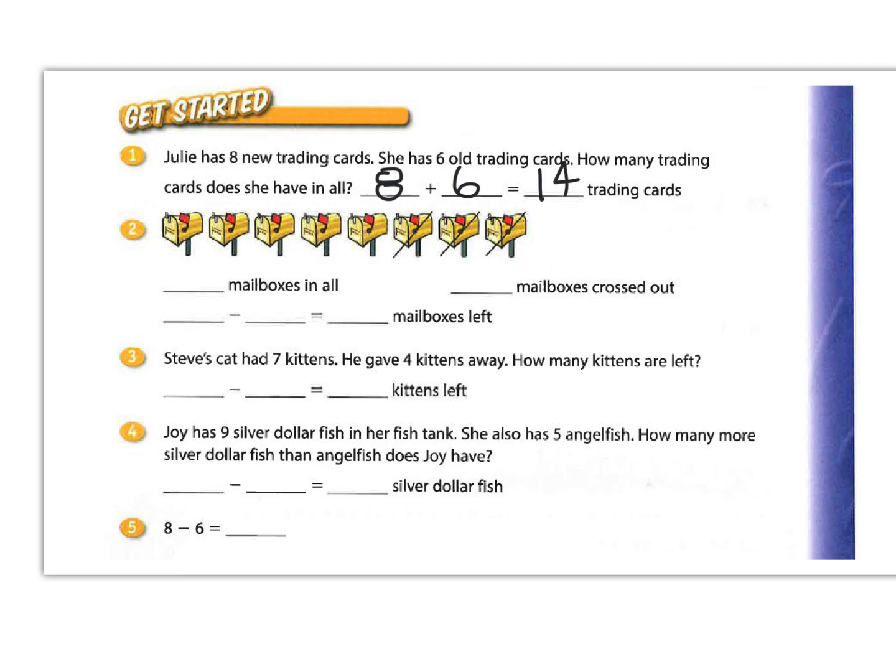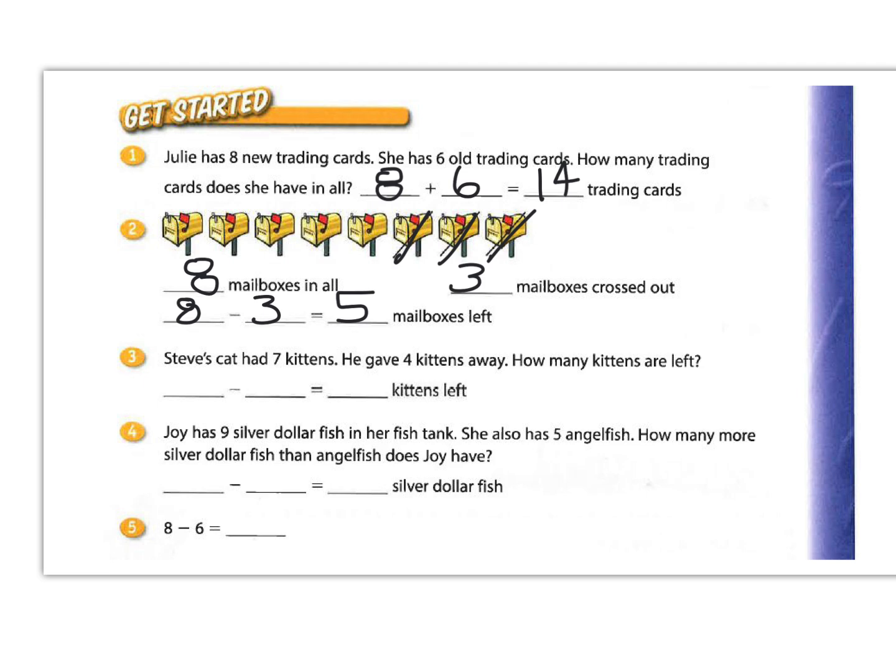Here we can see in the picture there are 1, 2, 3, 4, 5, 6, 7, 8 mailboxes in all. And there are 3 crossed out. 1, 2, 3. So then we would do 8 minus 3 equals 5. The difference is 5.